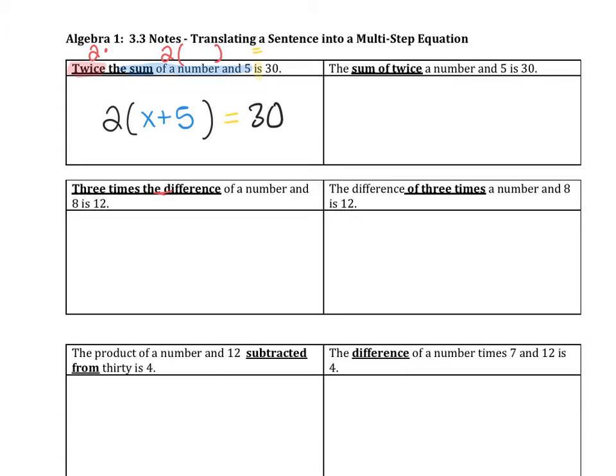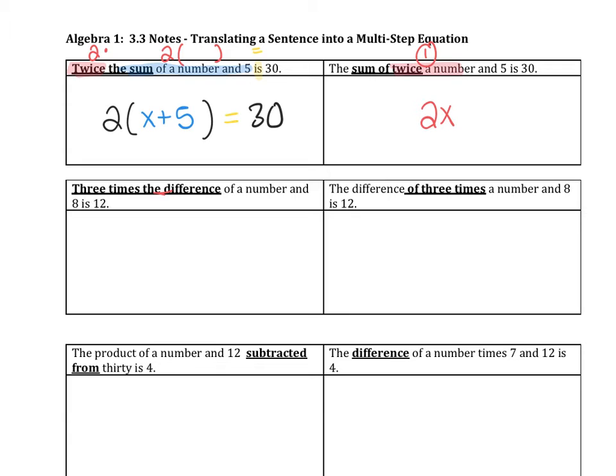In the next one, it says the sum of twice a number and 5 is 30. Now, this is a little bit different, okay? I still see twice a number. So when it says the sum of, I am going to do the twice first. So you always know that you're going to do the twice. When you see that word, you're going to do that part first, okay? So to write twice a number, I write that as 2x, okay, because that's 2 times the number, okay?